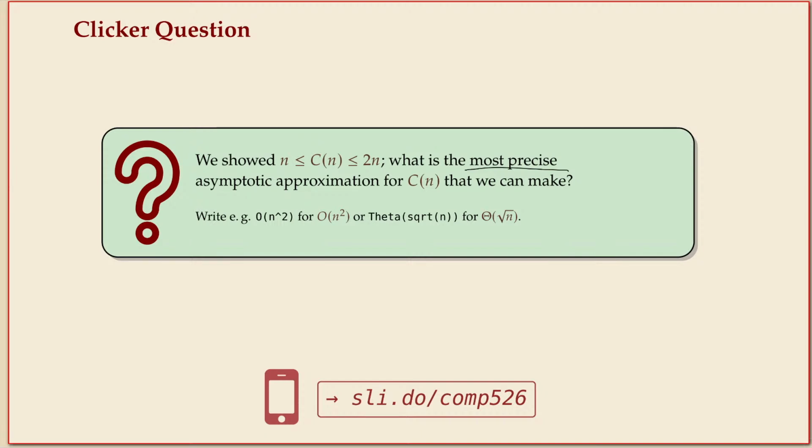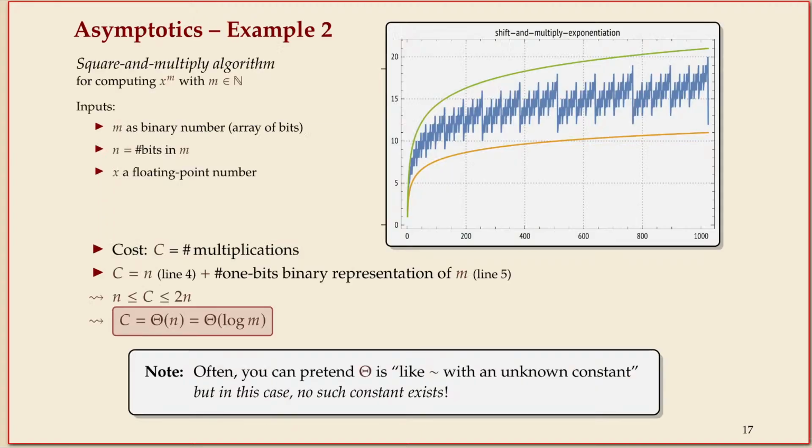So the most precise statement you can make is theta n, because you can both prove the upper and lower bound. So let's briefly go through why c of n. We have this function c of n. Now we divide it by n. We don't really know what c of n is.